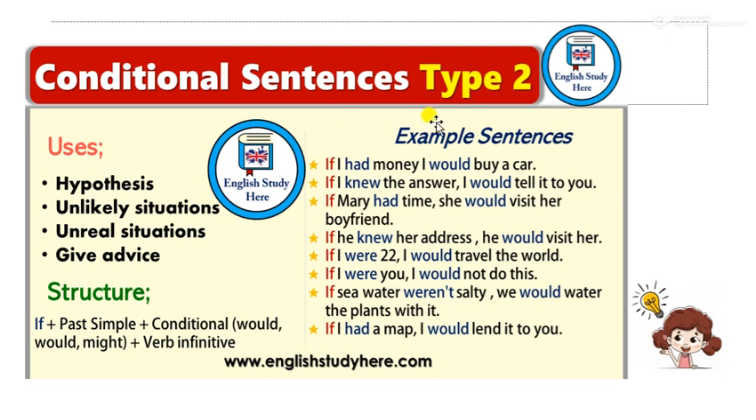The conditional sentence type 2 uses hypothesis, unlikely situations, unreal situations, and giving advice.